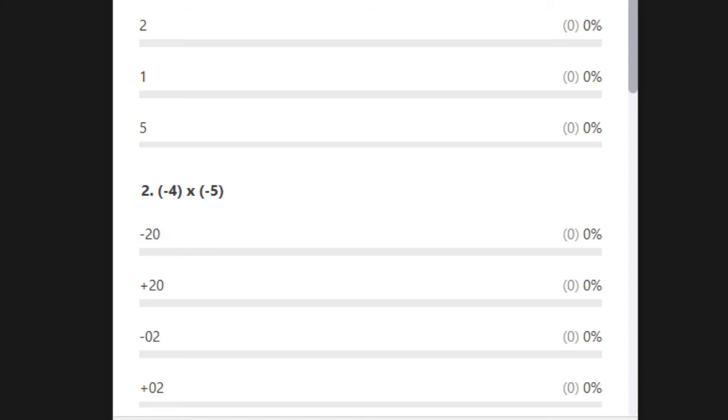-4 multiplied by -5. 5 fours are very easy. Negative sign multiplied by negative sign. Think on that rule. We already did it. And select the correct answer. Options are -21, +20, -02, +02. Have you selected the correct answer? It is really very easy, isn't it?